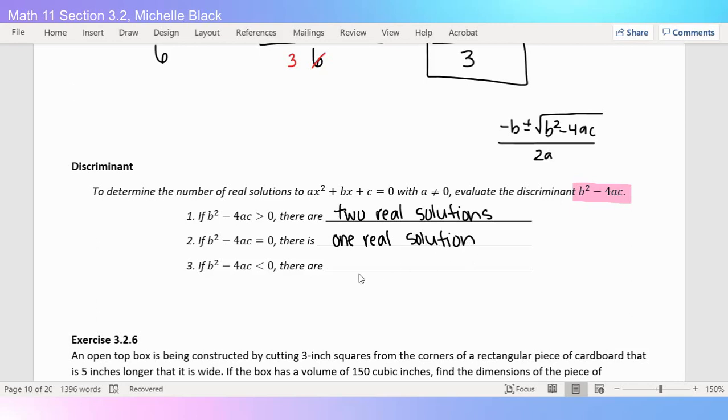And the last case is if my discriminant is negative. That means the number inside of my square root is negative. And we know that we have issues taking the square root of a negative number because it's not real. So if my discriminant is negative, there are no real solutions.